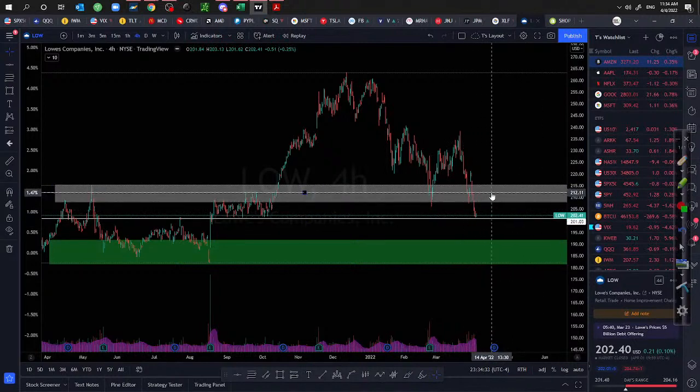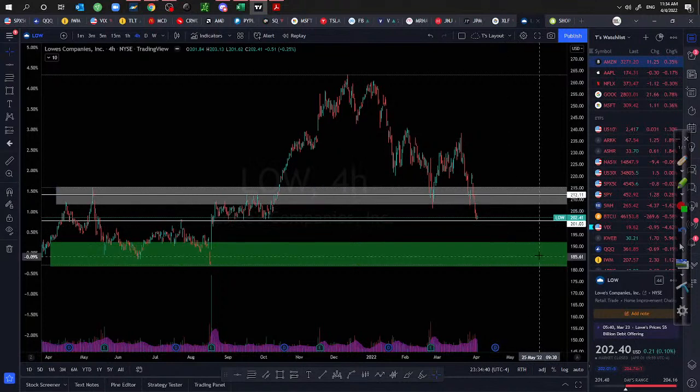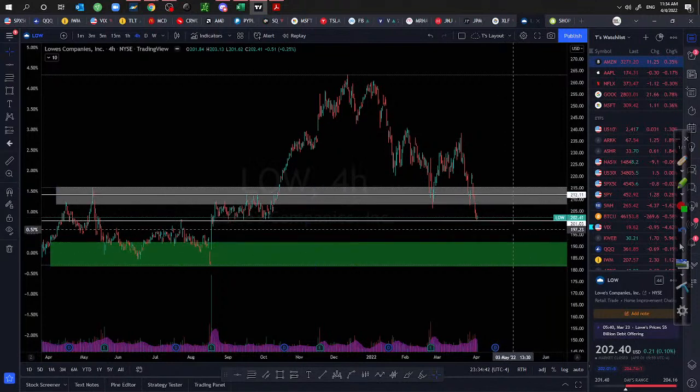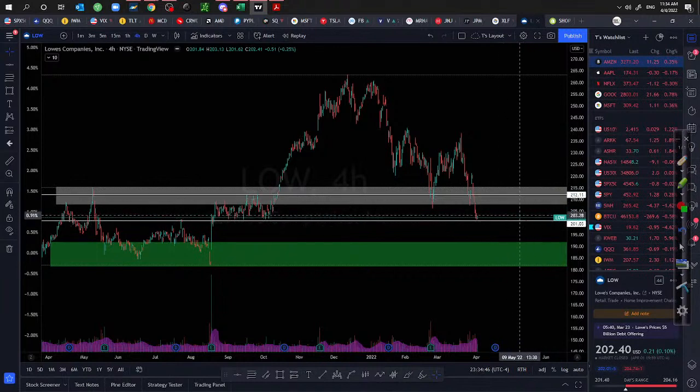I want to wait for the pullback into 212, this dual zone right here, and then pick up the short position here to play down and retest into the 200s. And honestly, if it gets up to 212, then I'll just do the 200 put and play the retest down here. Rejection, confirmation, play the retest at 200 and get out.